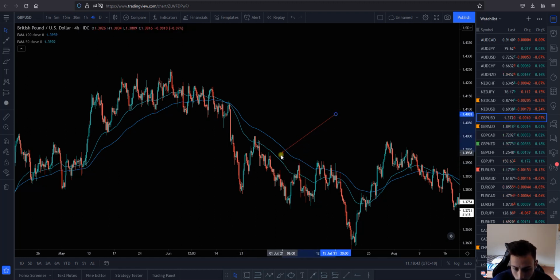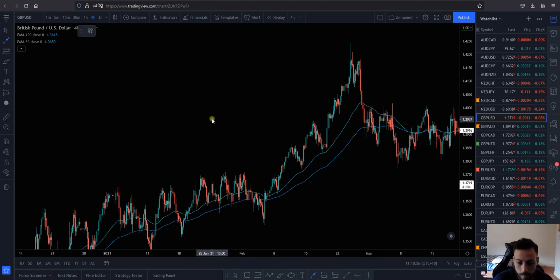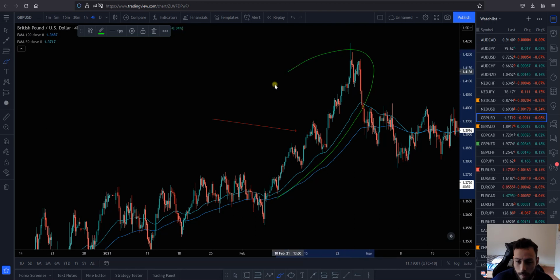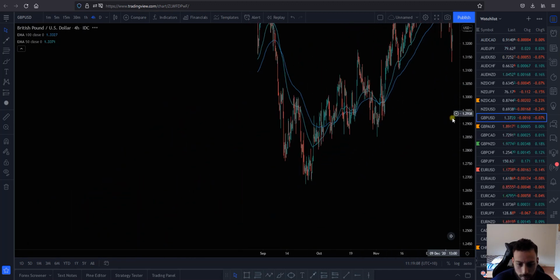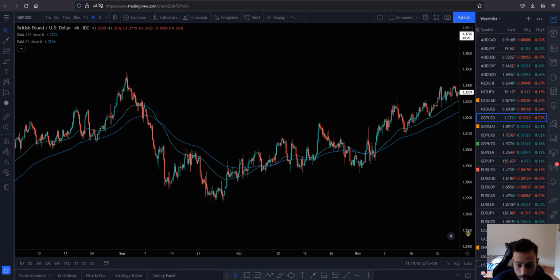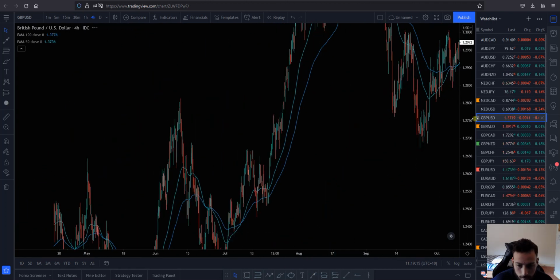Now, if price is below the moving averages, as in this example, we can expect the trend to be downtrending, or we can say we're actually in a downtrend. If the price is above the moving averages, we can say that price is in an uptrend, because it's moving above those two lines there. Now, if price is crisscrossing, moving like this, let's see if there's a better example.